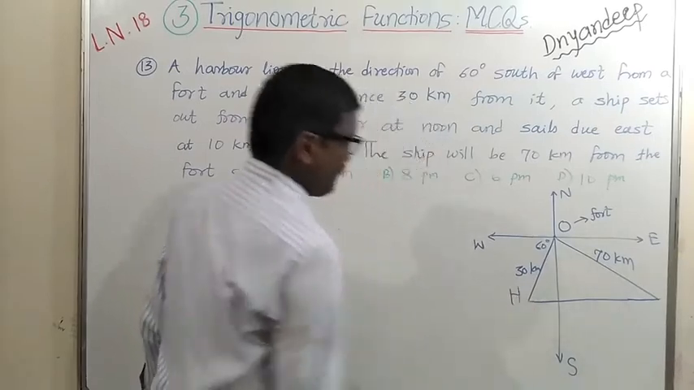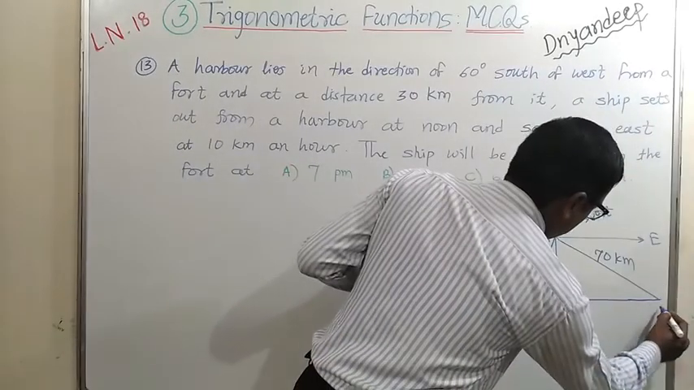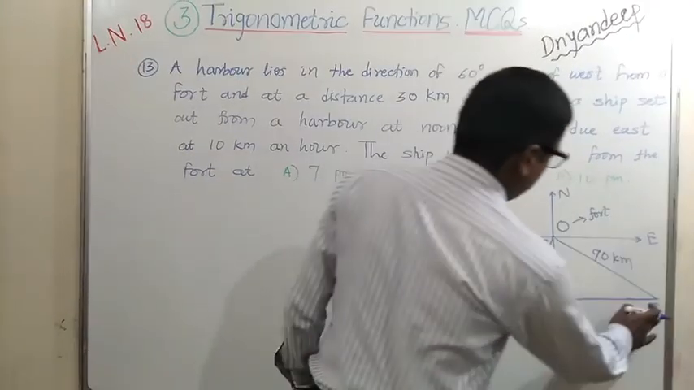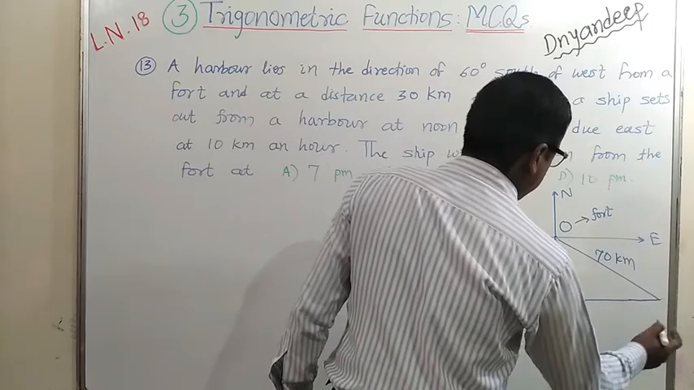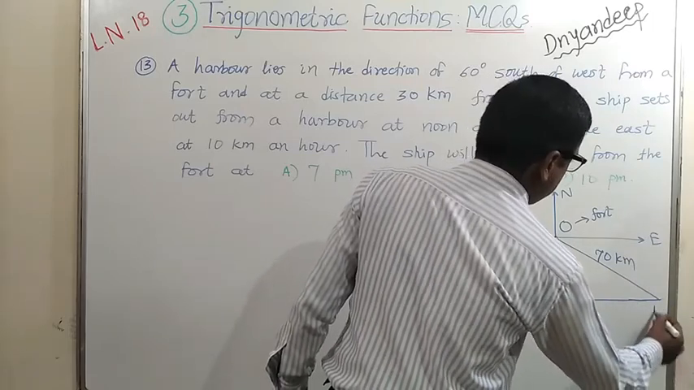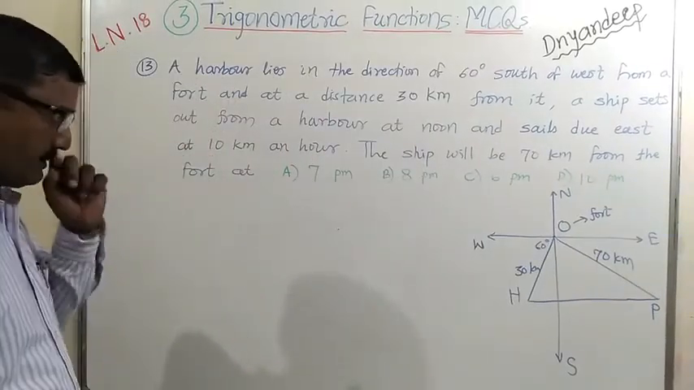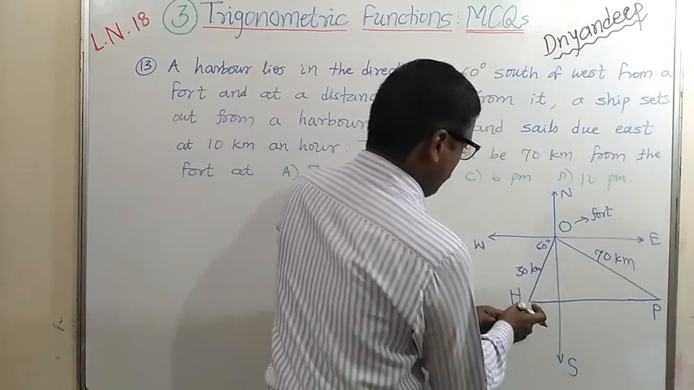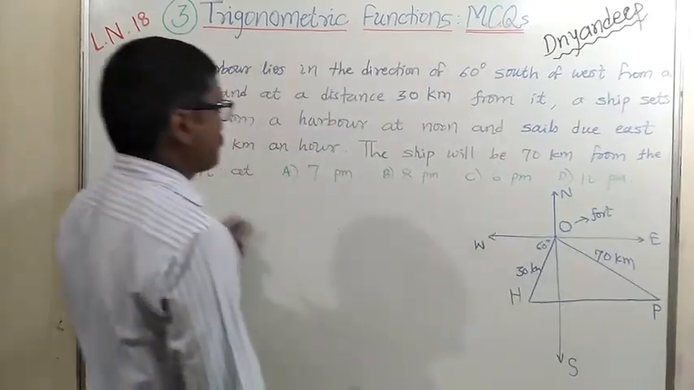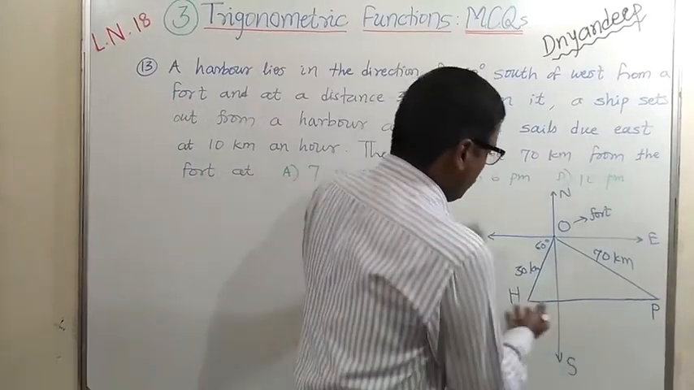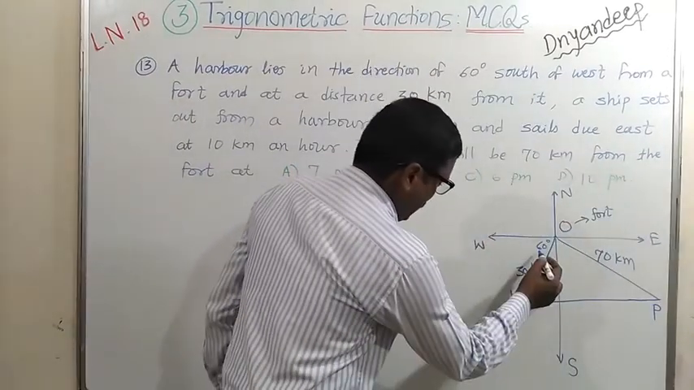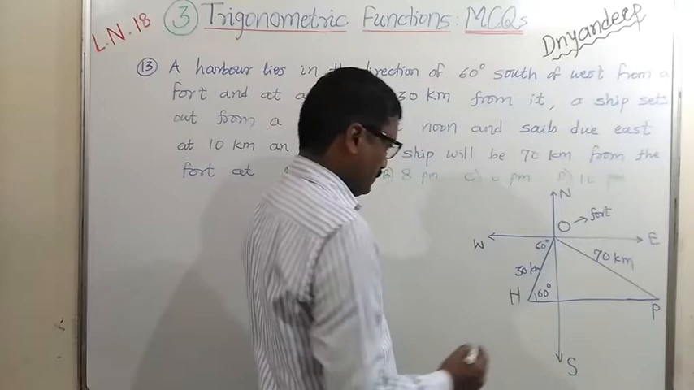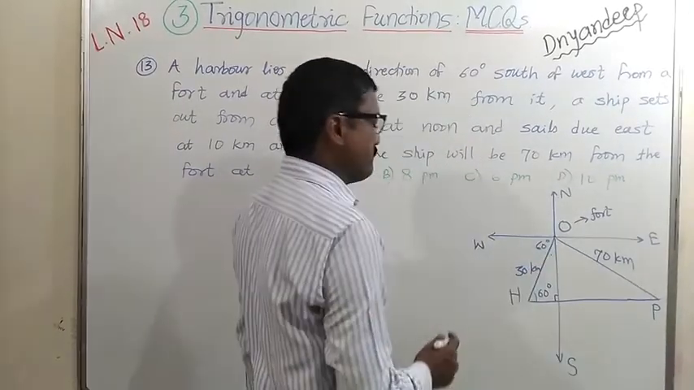So this will be the harbor, and suppose this is the final position of the ship. Let us take P, because here we have taken S for south. Now this is west-east. The ship is going from the harbor in the direction of east, so these two lines are parallel. Therefore, as this has measure 60 degrees, this angle is also of measure 60 degrees. Obviously, this one is a right angle, this one has 30 degrees.